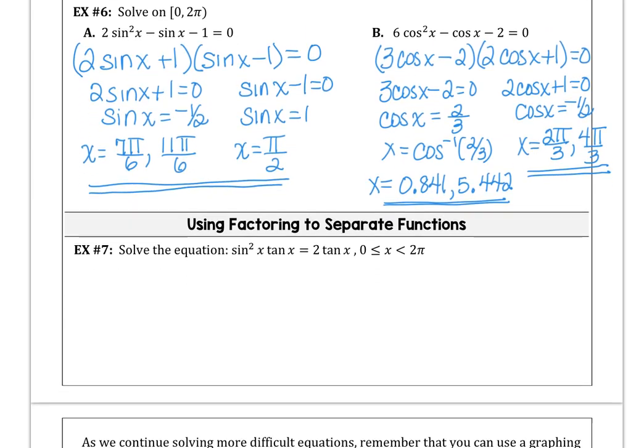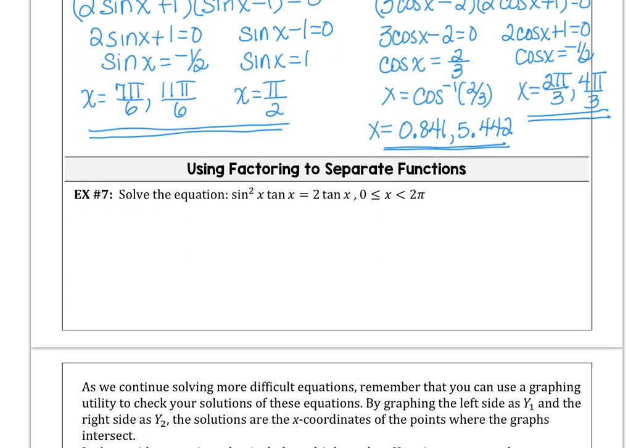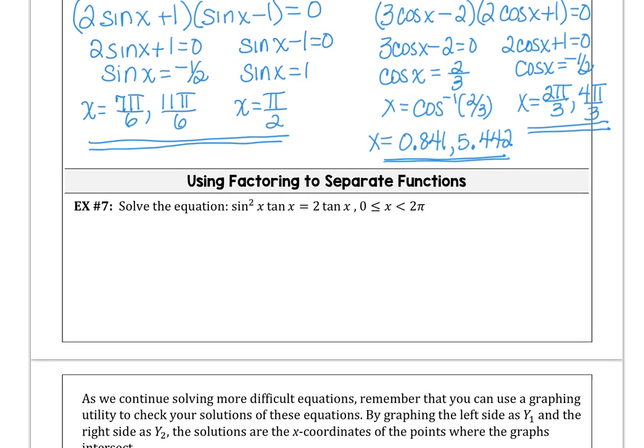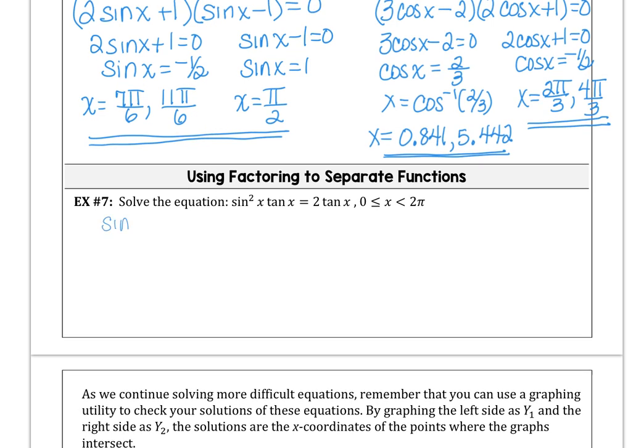For example 7, we want to solve the equation sine squared x times tangent x is equal to 2 tangent x. The best idea would be to collect like terms on one side. We can have sine squared x times tangent x minus 2 tangent x, and that leaves 0 on the right. Factor out a tangent as a greatest common factor. That leaves sine squared x minus 2.